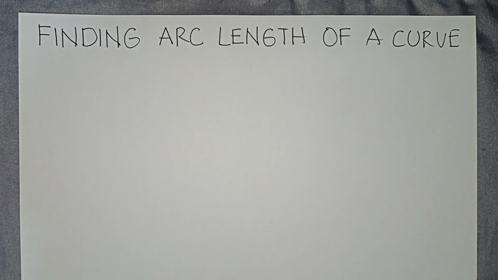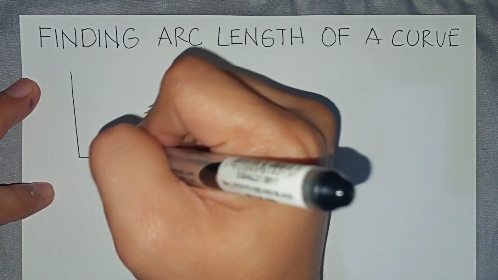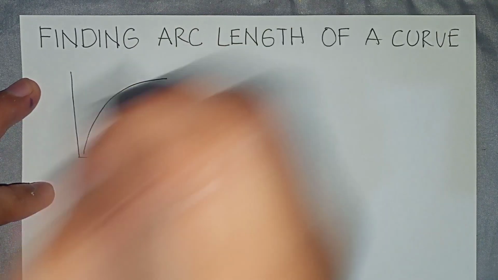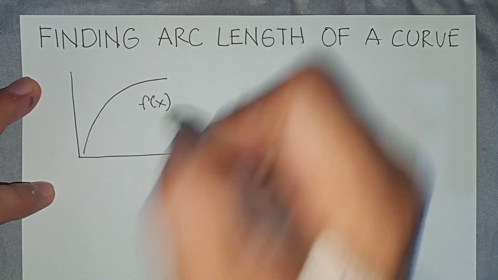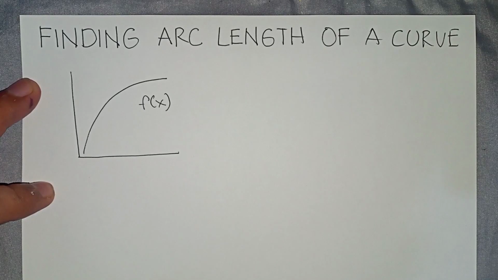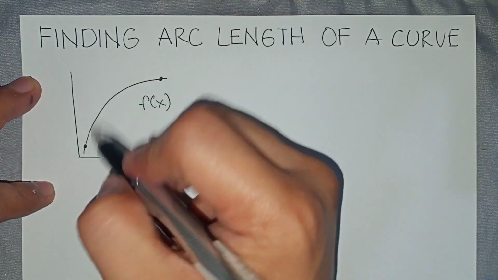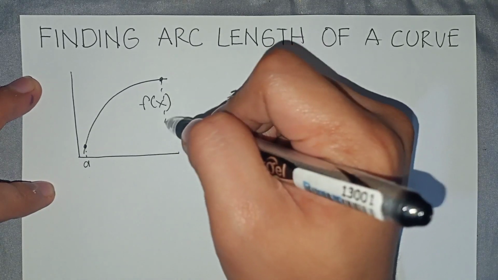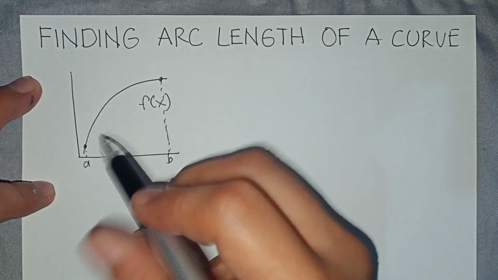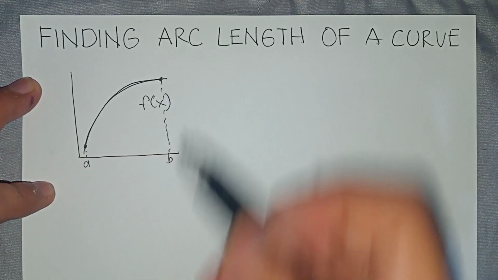Finding arc length of a curve. So, let's say meron tayo ulit na function. So, ito yung curve f of x natin. Ngayon, paano natin kinukuha yung measurement ng arc length nito? So, from this limit of integration from a to b, paano natin kinukuha yung arc length nito?